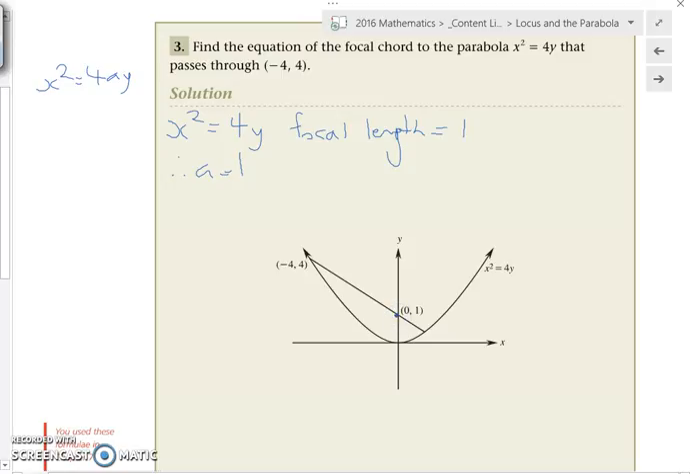See how I know, find the equation of the focal chord to the parabola. Now it's a focal chord. What does that tell you? It's a chord that goes through the focus. Okay, so you now have a point that it goes through because they gave it to you, and you have another point that we just worked out because we just worked out what the focus was. Does that make sense? Okay, so now we've got 2 points.